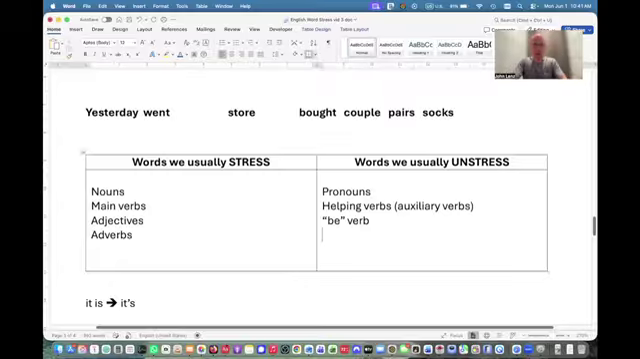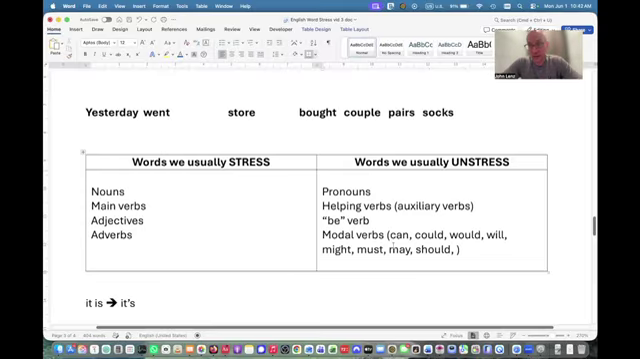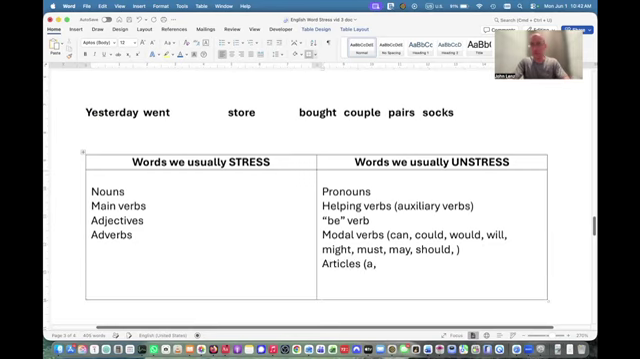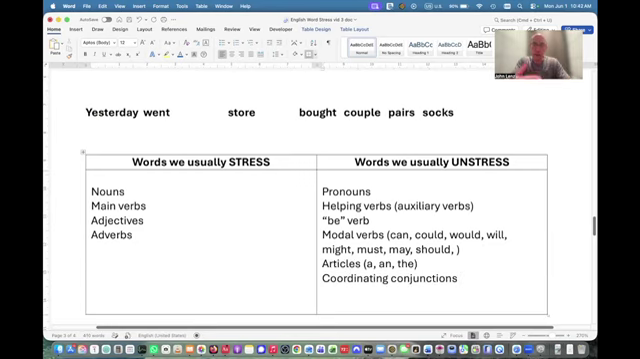Here's a surprising one, maybe for some of you. Modal verbs: can, could, would, will, might, must, may, should. Those words are usually not stressed. On this side, we also have articles, a, an, the, and we also have coordinating conjunctions. Mainly, we think of and, but, or, so, those words. They're called fanboys. If you've watched my other video, you know about fanboys. My one on sentence types.